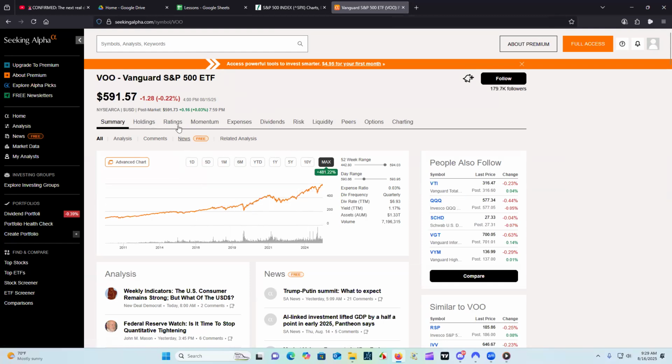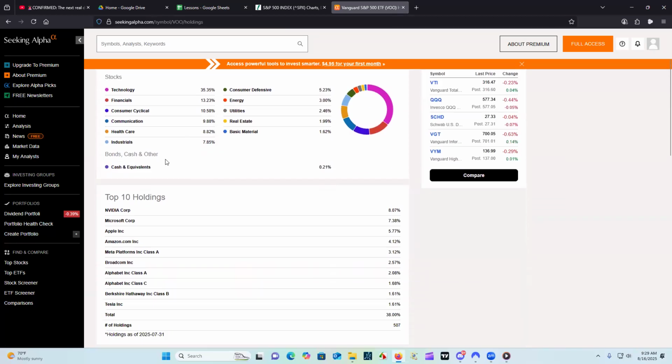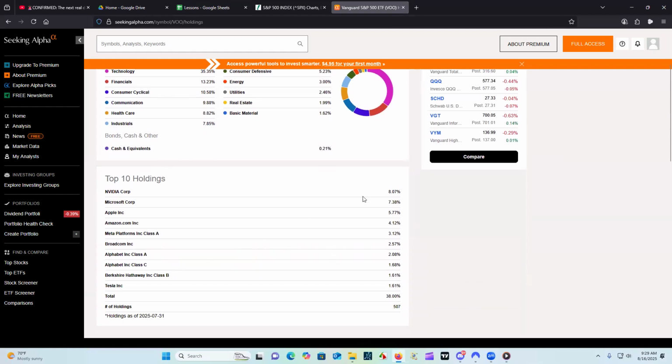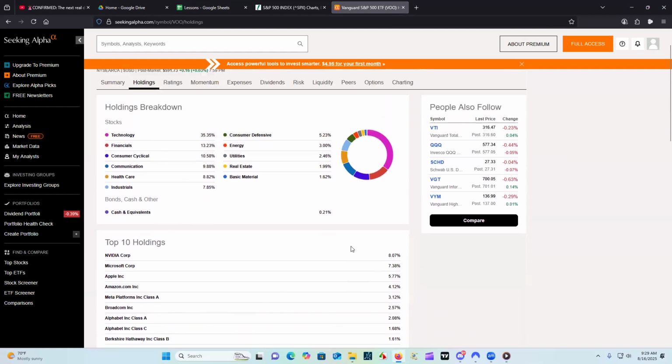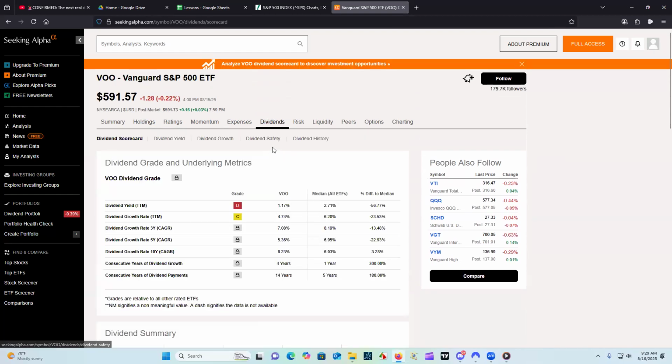And a lot of these, like the holdings, they'll tell you the same thing, the sectors, and then the top 10 holdings and the percentage. So that's the same information you see in Yahoo Finance, but what Yahoo Finance doesn't have is this dividends tab here.